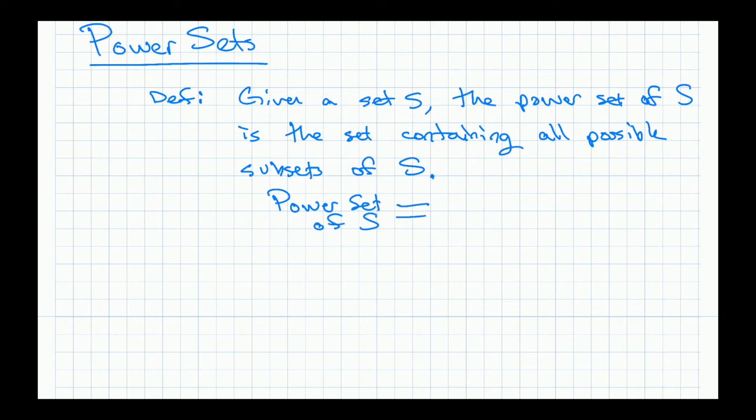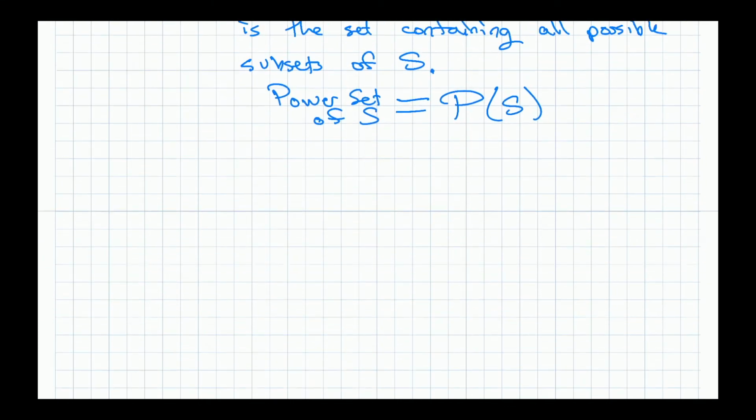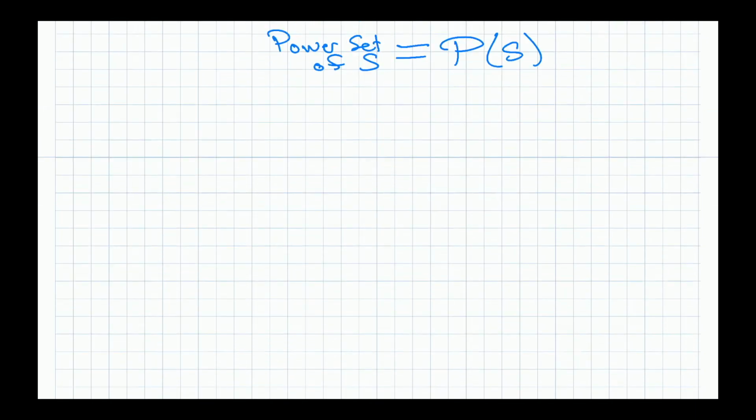The way you write it, the power set of S, is with a scripty-looking P and then an S, or whatever the set name is. So the power set is just P of S. Now we're going to find one of these, and then I'm going to make a note about the number of things inside the power set. Let's do an example first so we can get used to this idea.